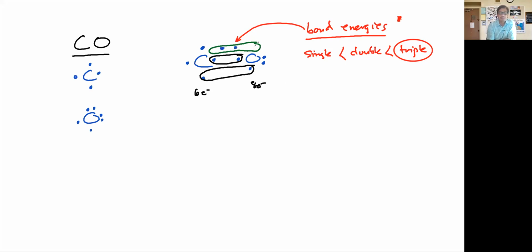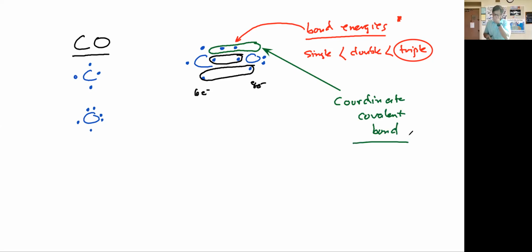And that's what this particular bond that forms right here, we refer to this bond as a coordinate covalent bond. Now, a coordinate covalent bond, and this is where things get a little weird for us, you guys, doesn't actually exist in nature.